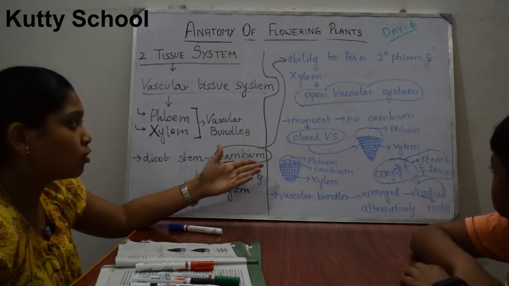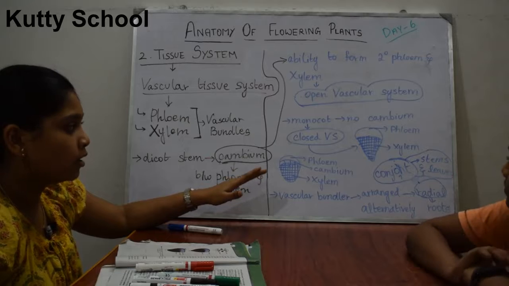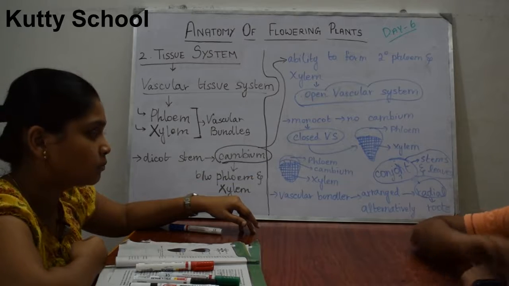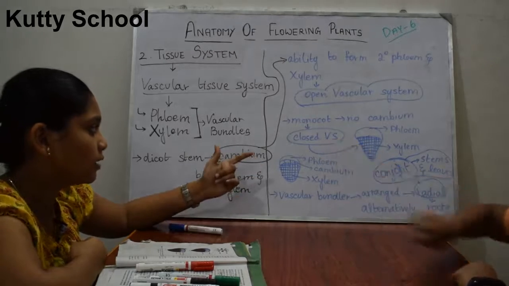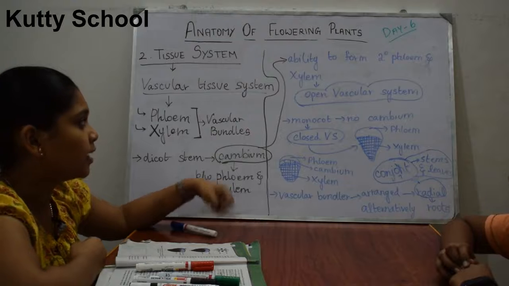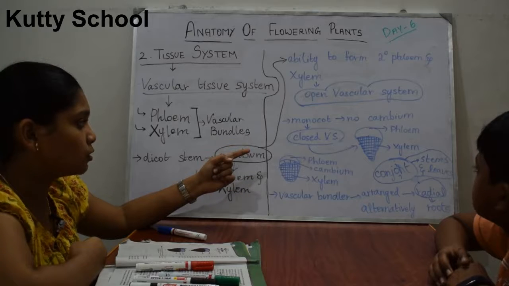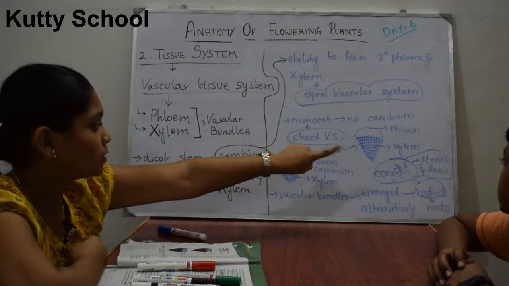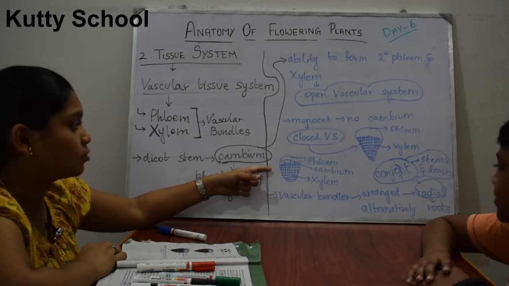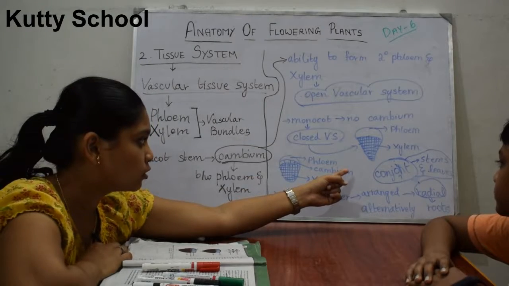In monocots, the plants which have only one cotyledon, they do not have cambium. So they do not have the ability to form secondary phloem and secondary xylem. So what is closed vascular system? Because there is no cambium, the system is known as closed vascular system. In dicots, since cambium is present, it is known as open vascular system, and since monocot plants do not have cambium, it is known as closed vascular system.